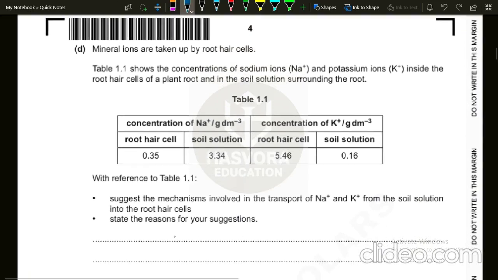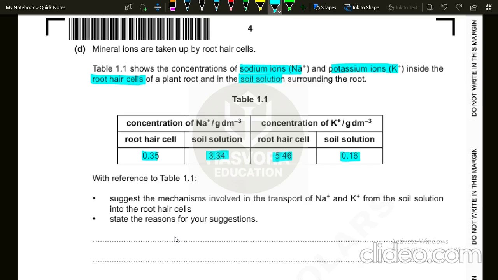Part D says mineral ions are taken up by the root hair cells. Table 1.1 shows the concentration of the sodium ions and the potassium ions inside the root hair cells of the plant root and in the soil solution surrounding the root. In the root hair cells the sodium concentration is 0.35 gram per dm cubed, and in the soil solution it is 3.34, and for potassium we have 5.46 in the root hair cell and 0.16 in the soil solution.